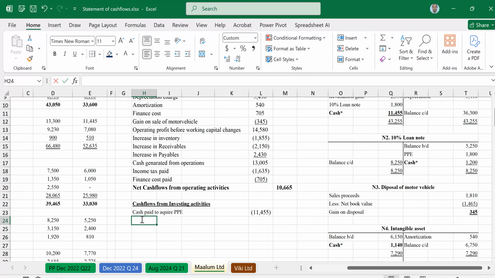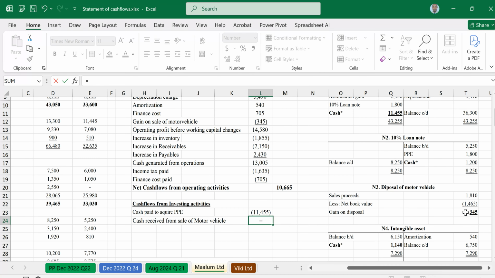Then we have cash received from the sale of motor vehicle. That is here, 345. So it's an inflow. Then we have cash paid to acquire intangible assets.